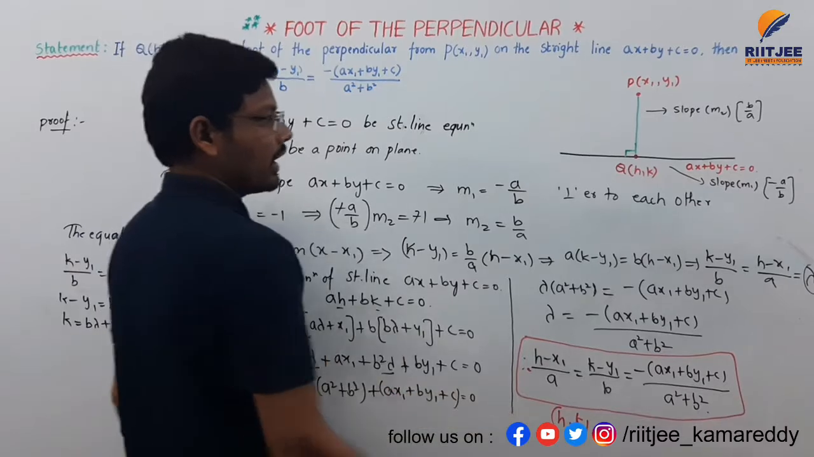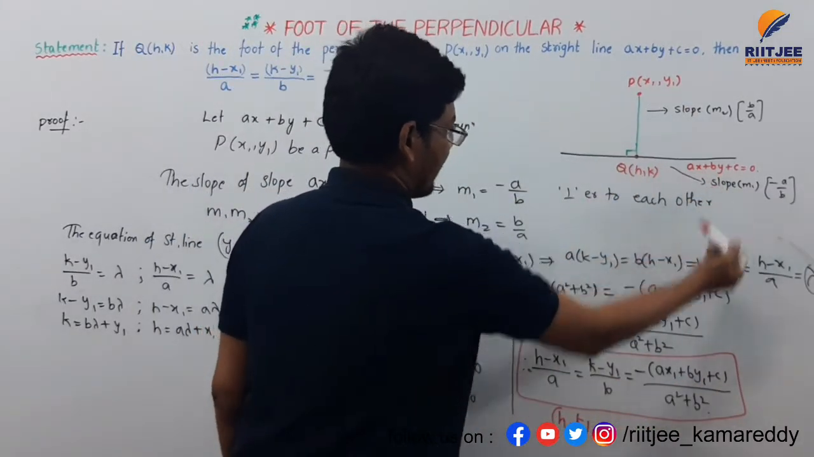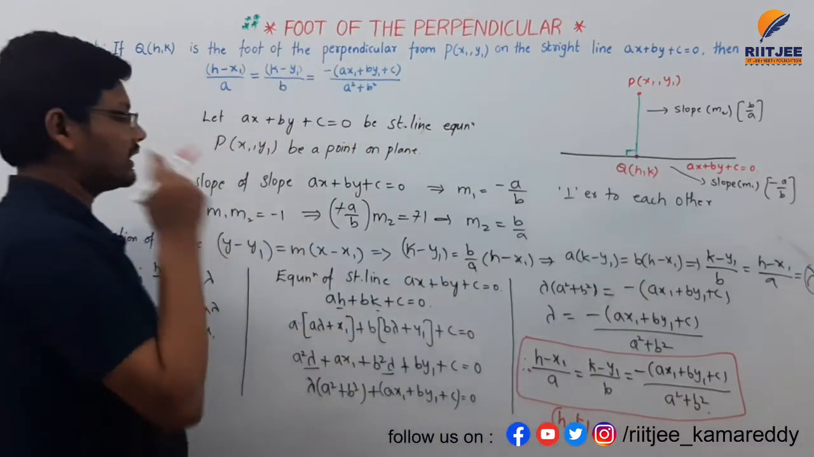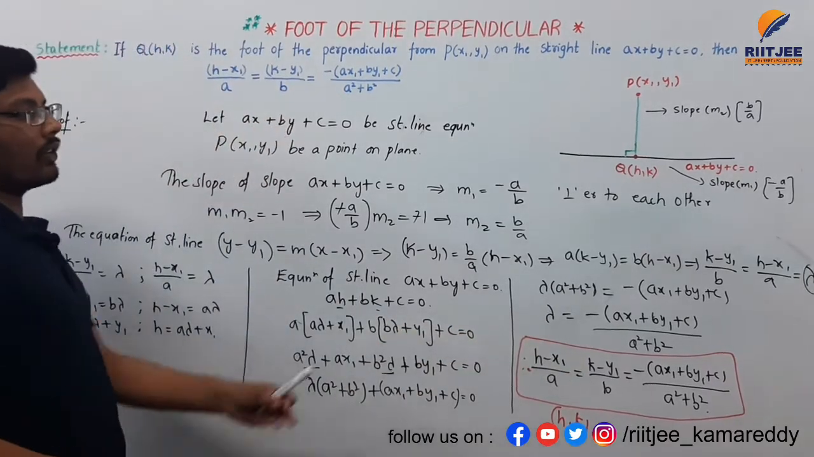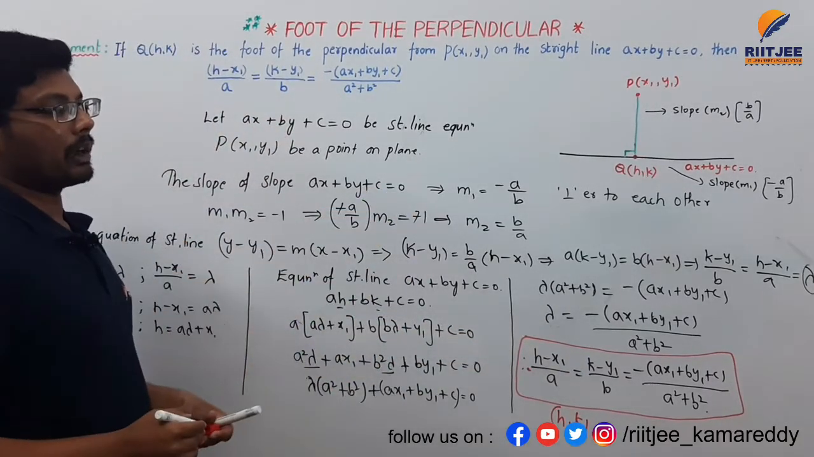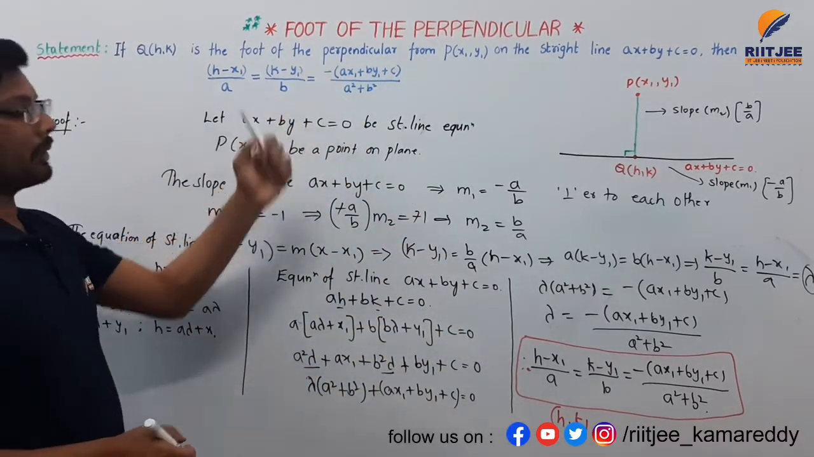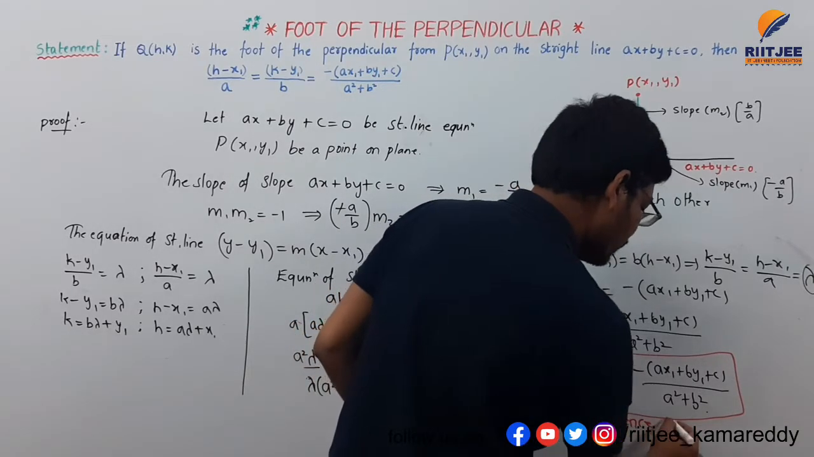Here x1, y1 are the point's coordinates, and a, b, c values are the coefficients of the linear straight line equation. A and b are the coefficients of x and y here. If you substitute these values, you will get the value of the foot of the perpendicular. This is the condition for the foot of the perpendicular, hence proved.